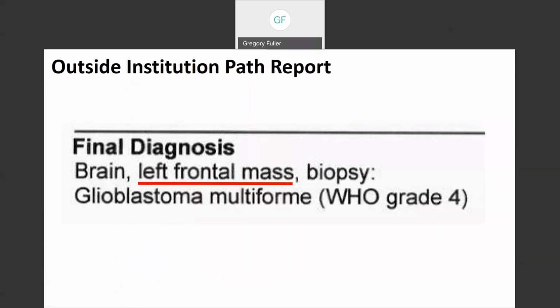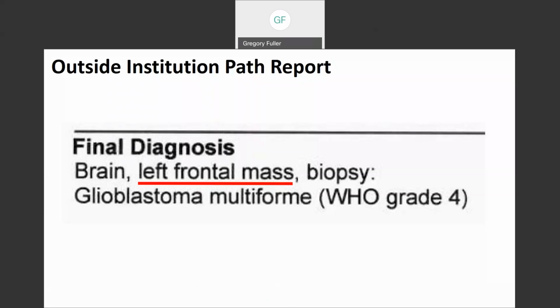Final diagnosis: brain, left frontal mass. It was biopsy, glioblastoma multiforme, WHO grade 4. Okay, very good, Arabic numeral. I like that. So we know that it was left frontal lobe, and every surgical pathology fellow and resident listening to this talk, when you get these outside cases, you pretty much put down, where did that left frontal mass come from? Did the pathologist make that up? No, that came with the specimen.